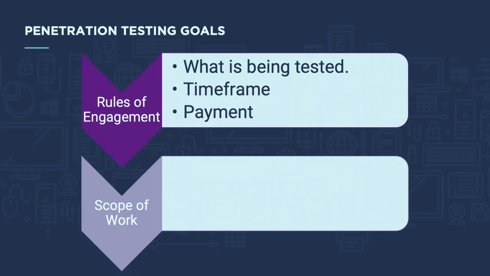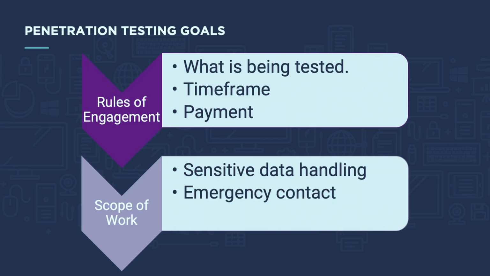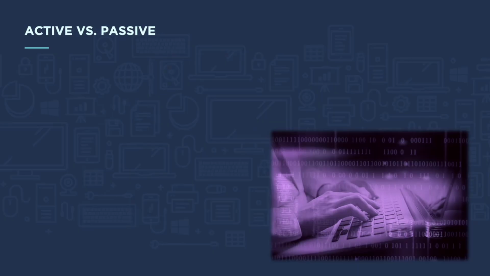While the scope of work defines what work will be done, the rules of engagement define exactly how that work will be carried out. It should specifically state how sensitive data should be handled and who should be notified if something unexpected happens during the test. It should also specify what test methods should be used. In penetration testing, we distinguish between two primary testing methods, active and passive.